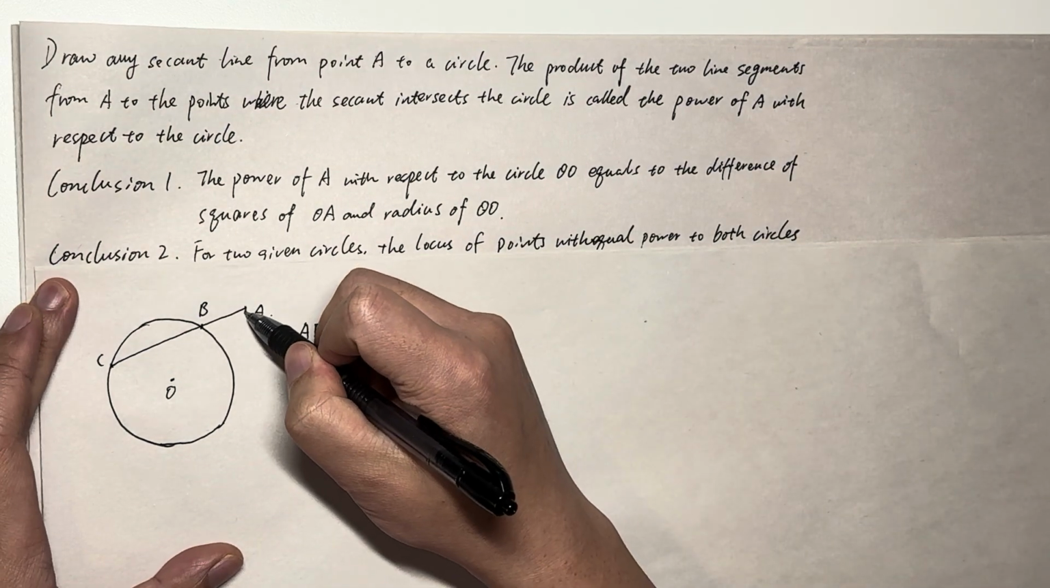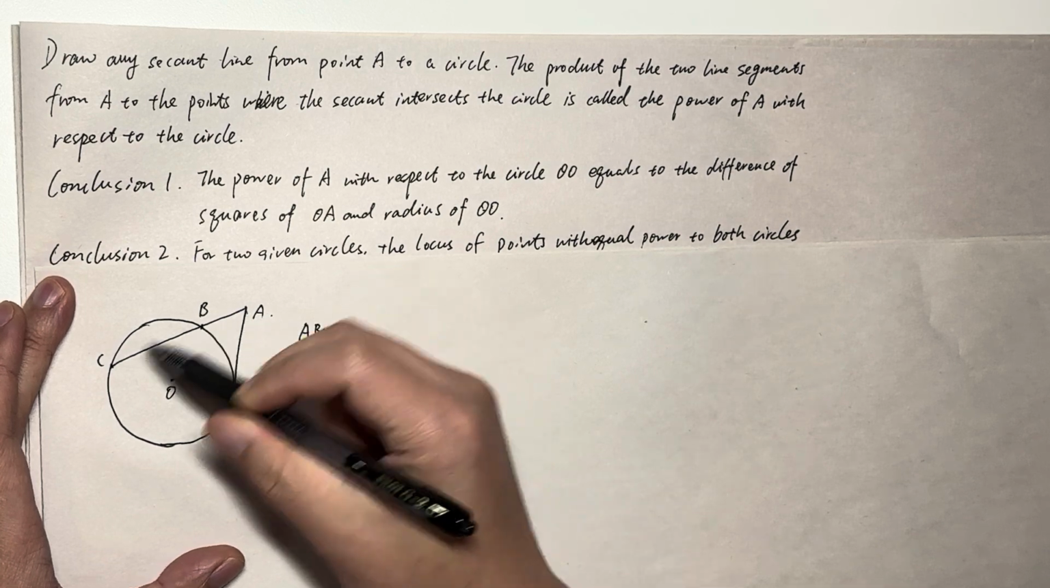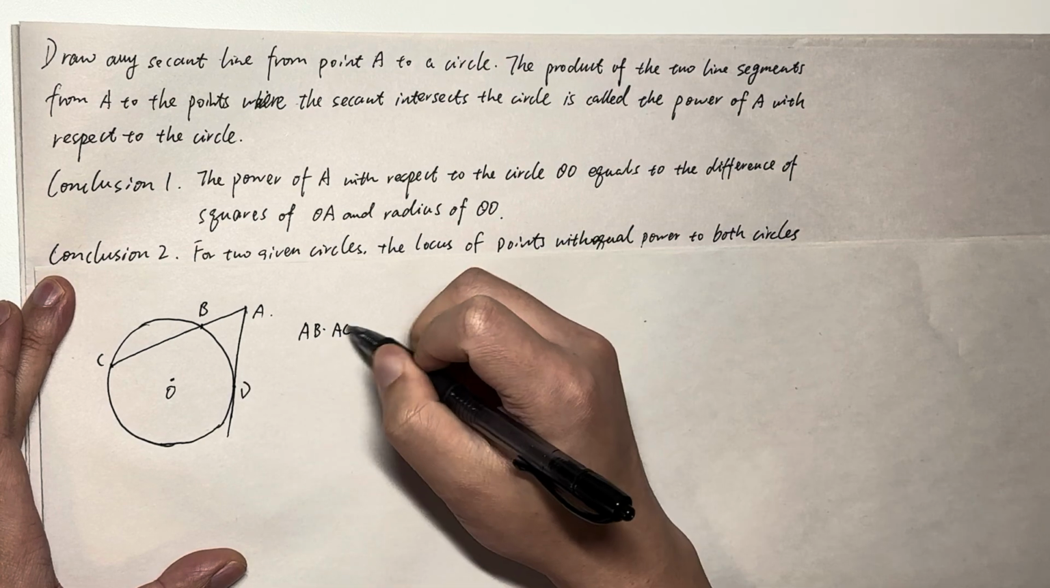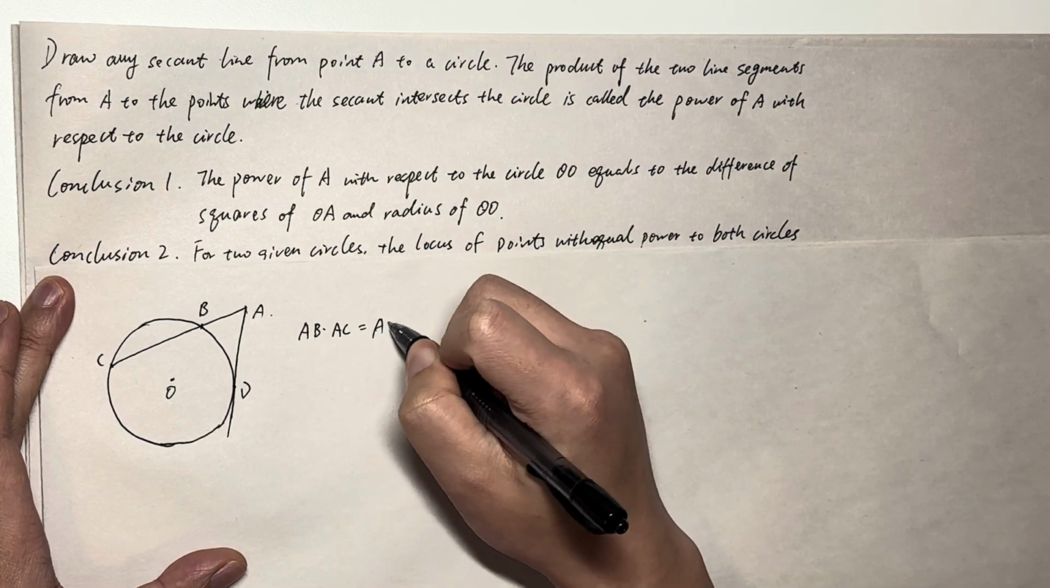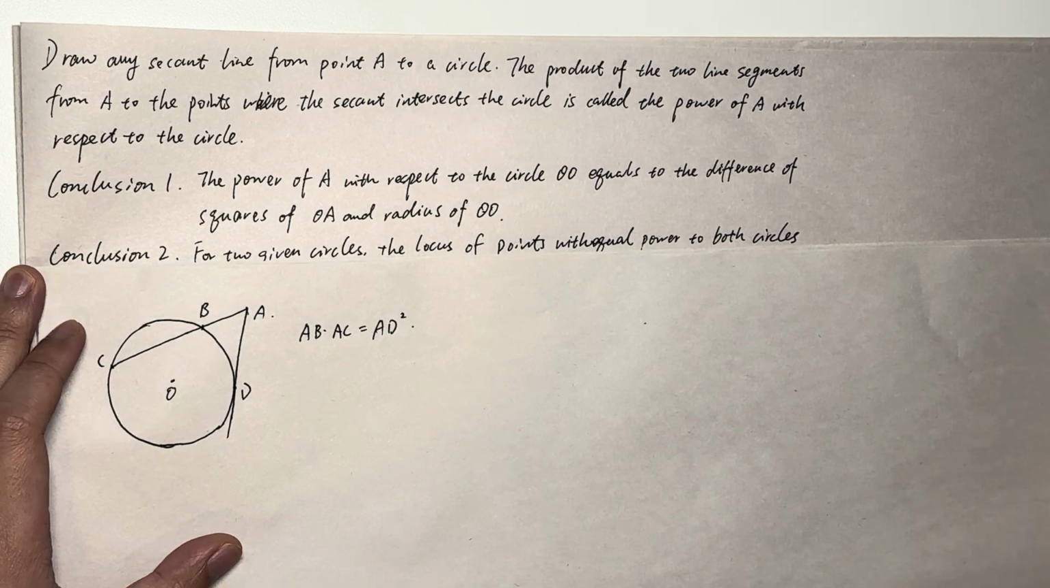And if we draw another tangent line from A to the circle O, let's call the tangent point D, then we know that AB times AC equals AD squared. Right, that's all from the basic geometry class.